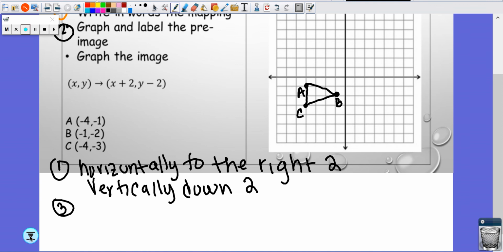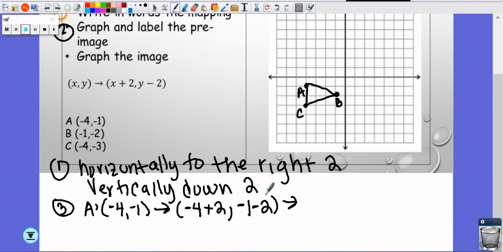So to get the image, I need to get A prime. I need to take that -4, -1, and it needs to get mapped to where I put the -4 in and add 2 to it. And then I put the -1 in and subtract 2 from it, which when I do the math, we get -4 plus 2 is -2, and -1 minus 2 is -3. You can grab your calculator if you need help with that math. All right, so this is what the image is going to be after that, and then we can always check on the graph to make sure it's right.